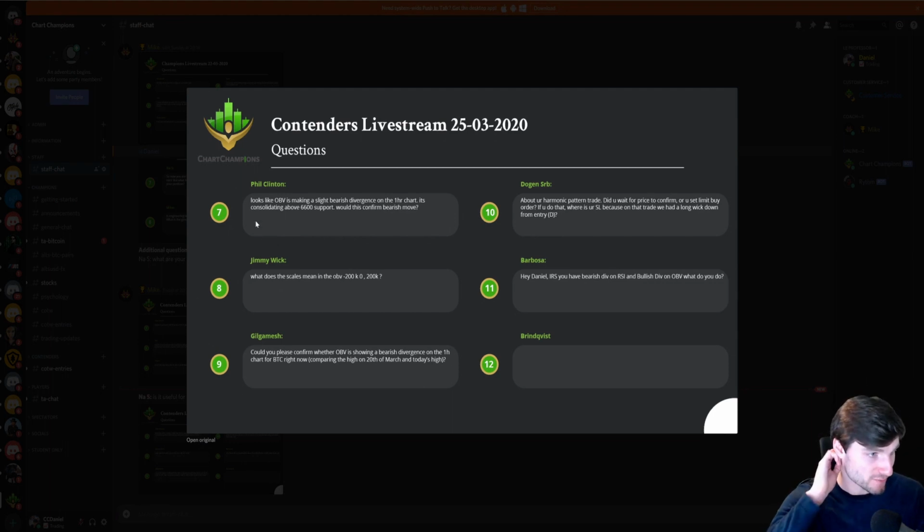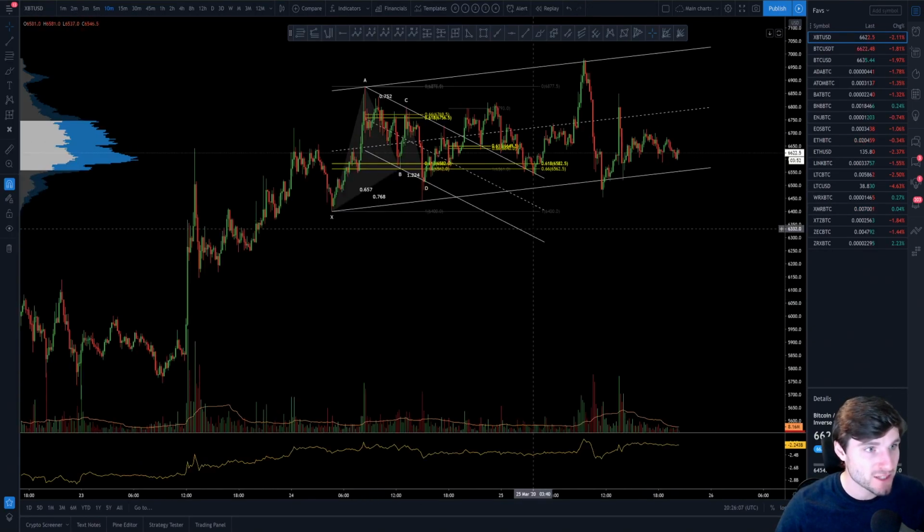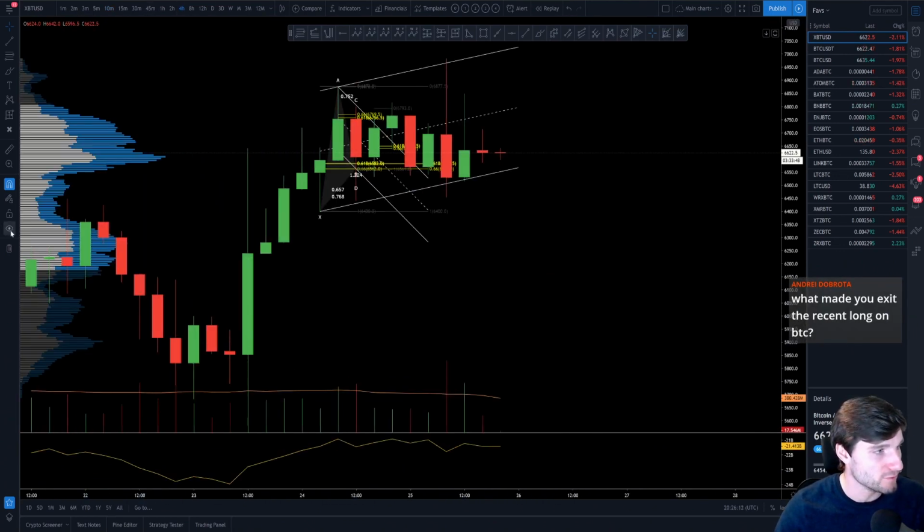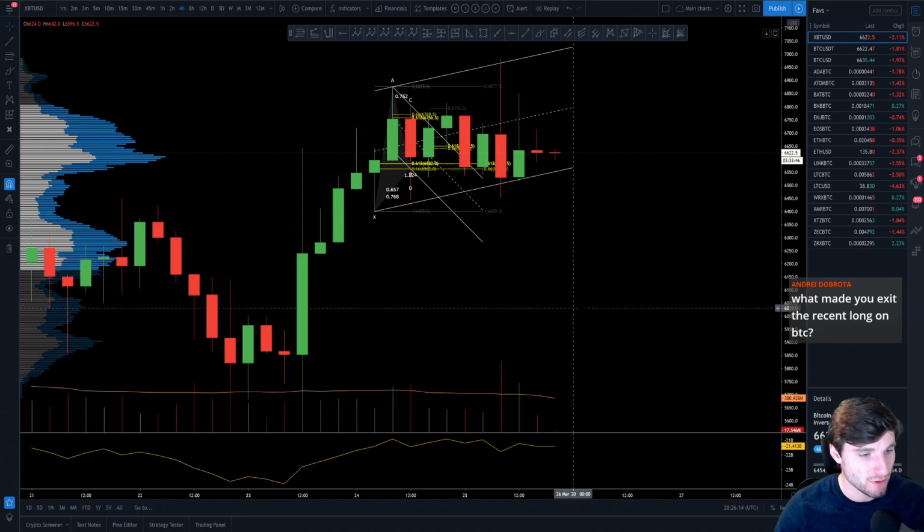Looks like OBV is making slightly bearish divergences on the 1-hour chart. It's consolidating above 6,600 support. Would this confirm? Well, let's take a look at this. So let's come up to the 4-hour chart. Okay, let's just remove everything. Actually, we can just keep it on.